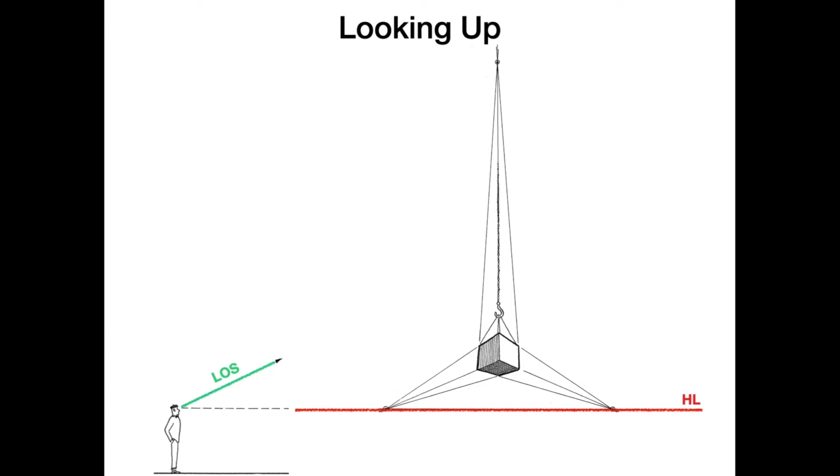The length of the cube is level to the ground, so the lines are receding back to converge at a point on the horizon line to the left. The width of the cube is level to the ground, so the lines are receding back to converge at a point on the horizon line over to the right.